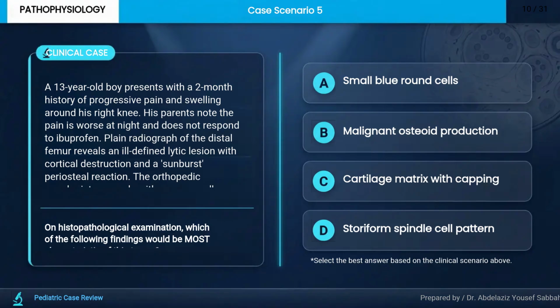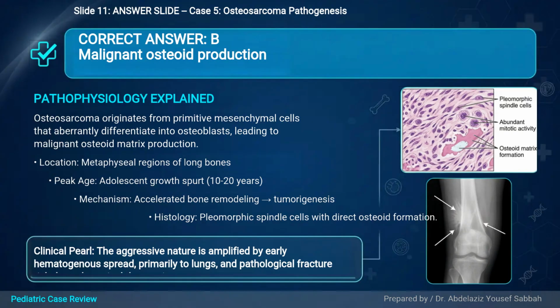On histopathological examination, which of the following findings would be most characteristic of this tumor? Option A, small blue round cells. Option B, malignant osteoid production. Option C, cartilage matrix with capping. Option D, storiform spindle cell pattern. The correct answer is option B, malignant osteoid production.